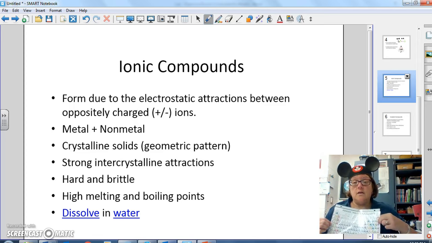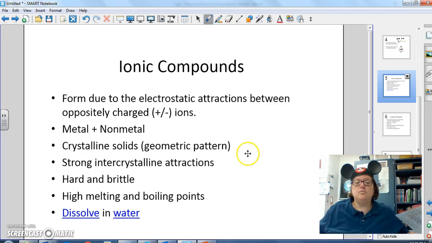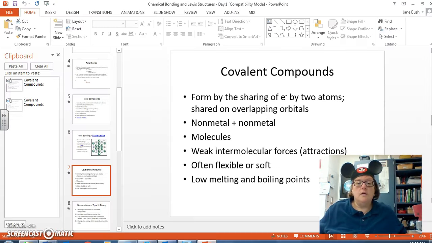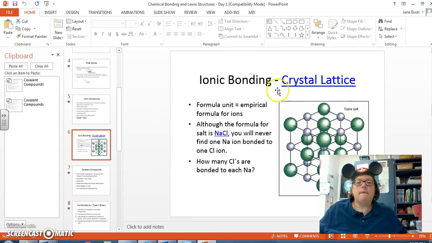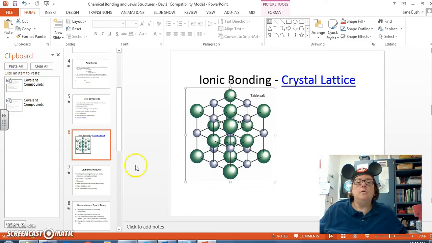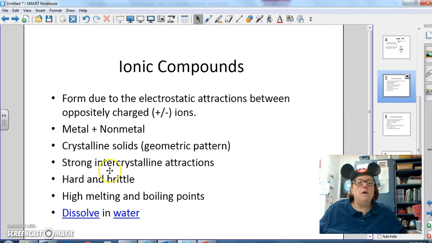You can assume that that's ionic, because remember, as you go left to right, electronegativity increases, and we can assume that the nonmetal is going to be much stronger than the metal at pulling on the electron. Because of this, it forms a crystal solid, a geometric pattern, which looks like this. You get a crystal where you've got the negative chlorines, the positive sodiums, and an attraction between that positive and negative piece. You get strong attractions.